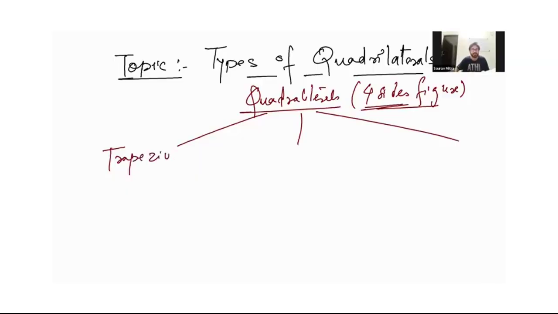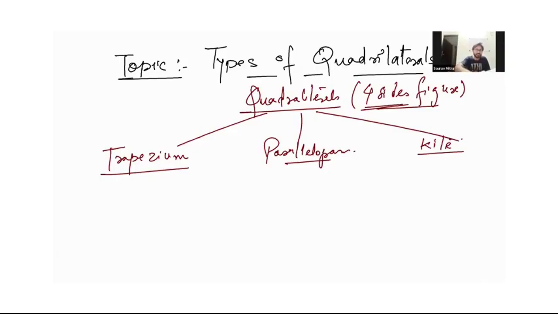Trapezium. Here one of the opposite sides are parallel. Some specific conditions are also marked here. Parallelogram. Here the two opposite sides are equal and parallel. And the last one is the kite, in which adjacent sides are equal. So these are the further categorization of your quadrilateral.